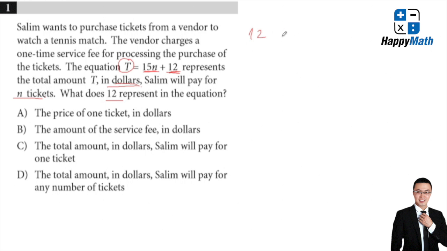And when 12 is in dollars, I will compare to the choices A, B, C, D. And choice A is in dollars, okay, the same. And the meaning of the 12: when T equals 12, it means N has to be equal to 0. So when N equals 0, it means you have paid for no tickets, and the total you have to pay is 12. So it will be the meaning of the service fee. I mean when you have not paid for N tickets, you still have to pay the $12. So B is my final answer.